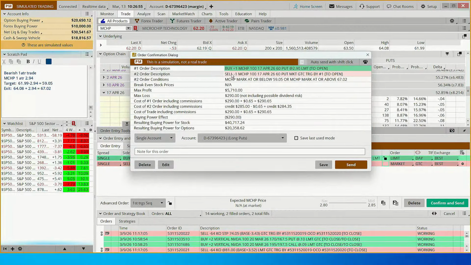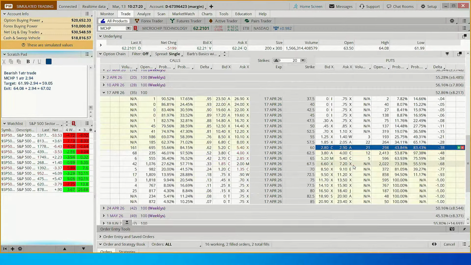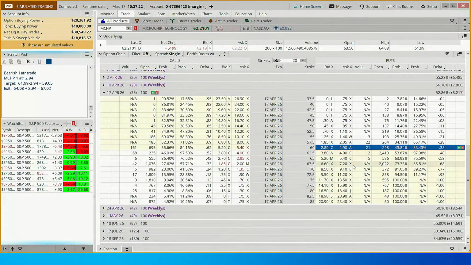But we want to buy a put at 290, and then we want to sell it when it either goes below 59.05, check, or above 67.02, check. Does that make sense? Yes. The stock is trading at 62, so that's below, that's above. Okay. And this is in our notes, and this is just for us to see. This is a 1 ATR target trade. Fire in the hole. Okay, so we'll make sure that one gets filled.